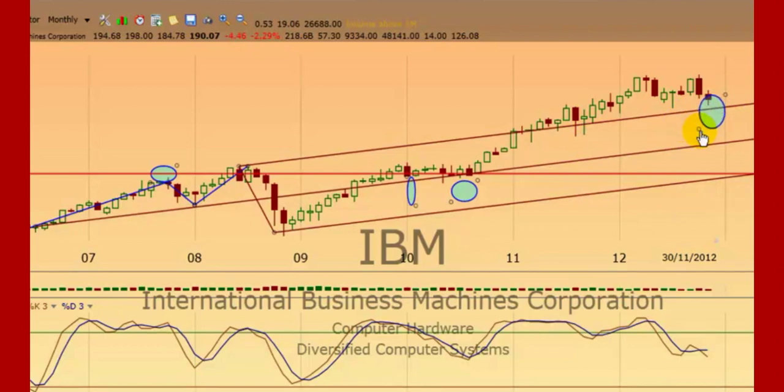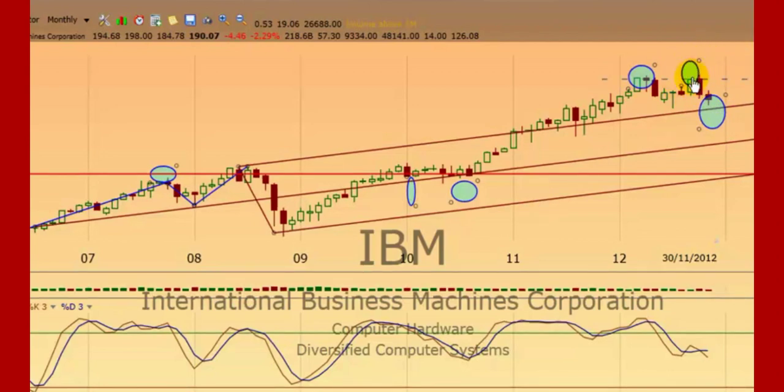But always look on your left-hand side. Though the price is retesting the edge, we have a top here. Talking about looking on the left, another top is bearish. It's bearish. We will see what will happen.